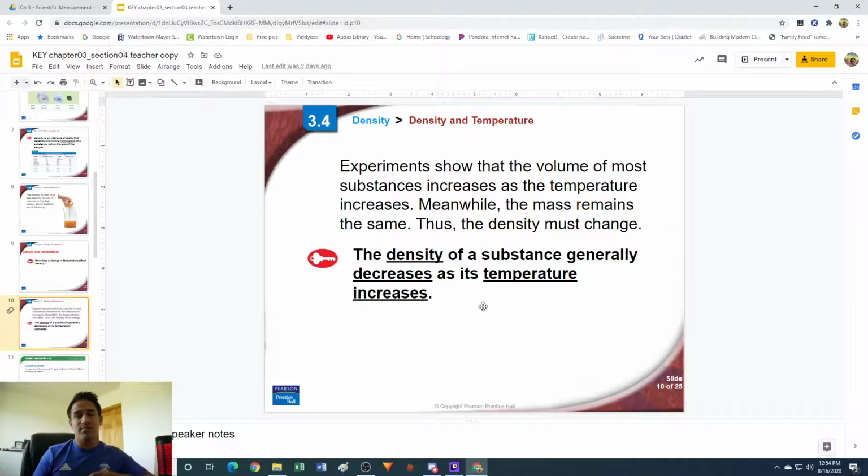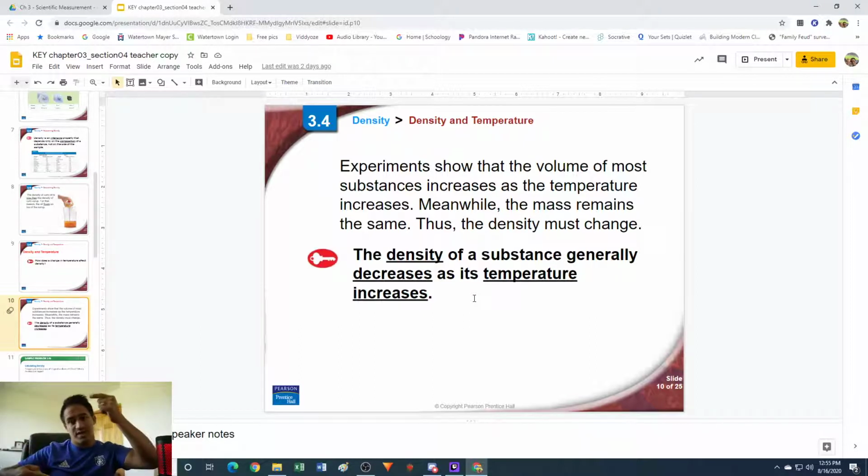Versus if you make something colder, instead of the particles moving around more quickly, they start to slow down and therefore they get closer together and they contract. So as you increase the temperature of a material, its volume usually is going to increase. And if you have a larger volume, that means that there's more space between the particles and therefore they become less dense. If you drop the temperature, everything gets closer together and more tightly packed, and the density is going to increase. So typically, the density of a material is going to decrease as its temperature increases. So they're opposite: temperature goes up, density goes down.